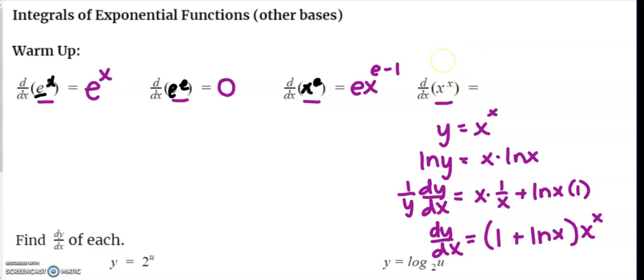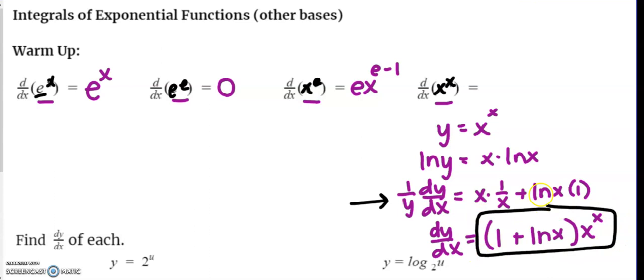Here we have a variable raised to another variable, so we're going to need to introduce logarithmic differentiation. So I temporarily call this y, take a natural log of both sides, and then here is when I actually did some calculus, isolating my dy dx. So this final answer is 1 plus the natural log of x times x to the x.